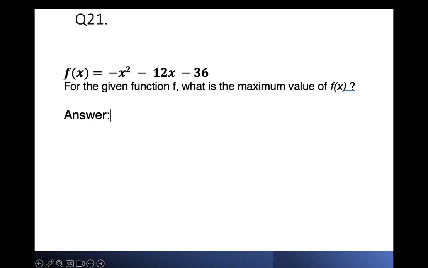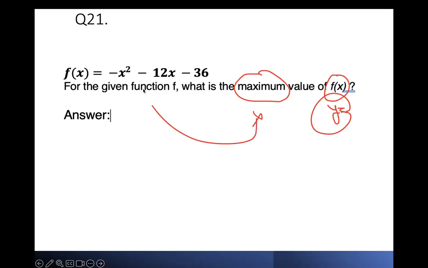This is the expression given to you. For the given function f, what is the maximum value of f? If you miss this question, it's because you read it wrongly. Why? The main problem is f of s. F of s means y. So they want you to find the y value. Whatever the x is, what should be the y value? But what did they tell you? Maximum. There is a maximum there. So there is always a maximum point of y. It corresponds to a specific value of x. Therefore, find x, plug it into the equation, and you find the maximum value of y.